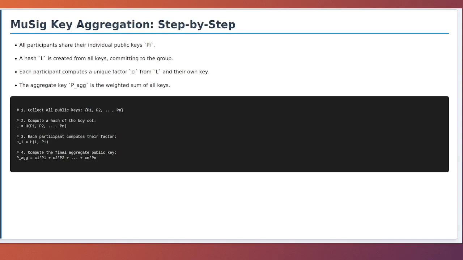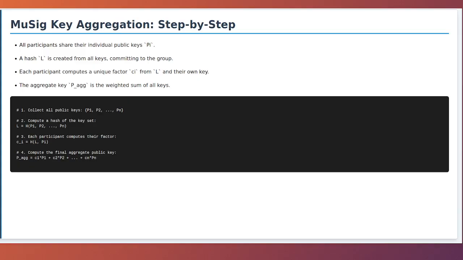MuSig key aggregation, step by step. Let's walk through the secure key aggregation process in detail. Suppose Alice, Bob, and Carol want to create a 3 of 3 multi-sig key. First, they all share their individual public keys, P sub A, P sub B, and P sub C, with each other. The second step is to create a common reference value that includes all participants. This is done by hashing the concatenation of all the public keys together. We'll call this hash L, a commitment to the exact set of keys participating in this specific aggregation.